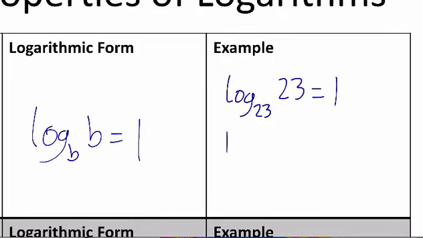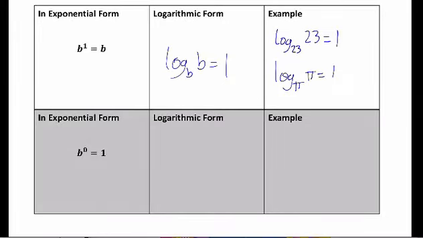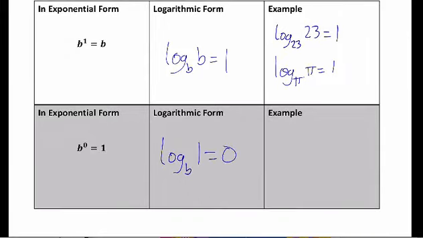So we're going to do log base pi of pi also equals 1. Now, for the exponential form, if it's b to the 0 equals 1, remember, anything to the 0 power equals 1. If you have log base b of 1, that's always going to be equal to 0. So using those same numbers, log base 23 of 1 equals 0, or log base pi of 1 also equals 0. So that's always going to be true.